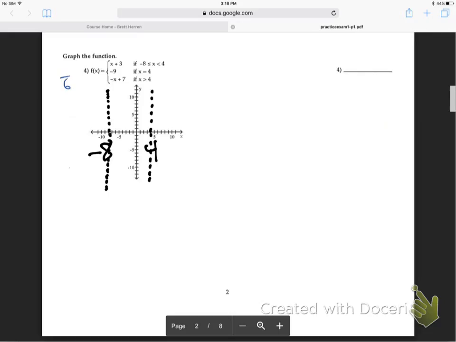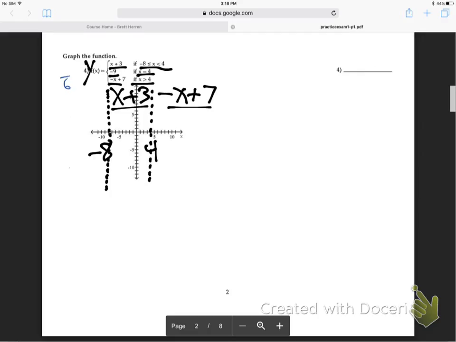And now, where am I supposed to use the x plus 3 function? In what section? Left, middle, or right? Yeah, it'd be the middle for x plus 3 because it says when x is between -8 and 4. And then to the right of 4, it's supposed to be the -x plus 7. See how I put those up there so I know which ones to use in which sections? And then in the middle, right when x is equal to 4, right on the money, it's just at -9.